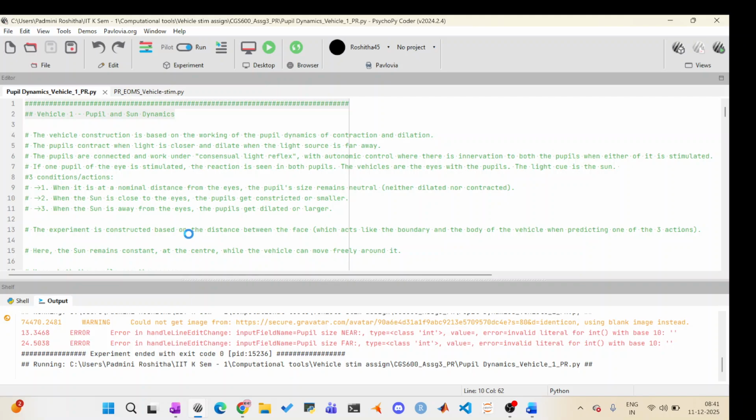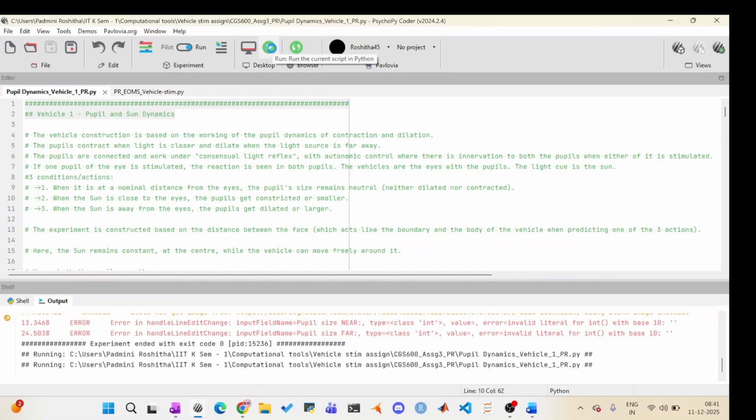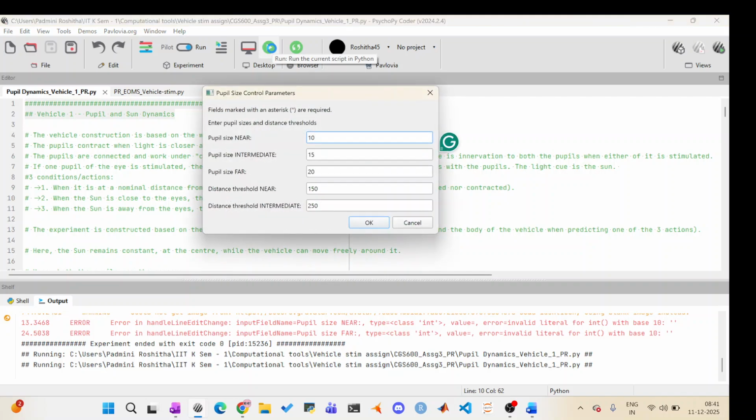We have three conditions in our stimulation. One is when the distance between the light source and the pupils is very small, or when they are at an intermediate distance, or when they are too far from each other. So we have certain parameters that we can assign before running the simulation. We can give pupil size for near, intermediate, and far.